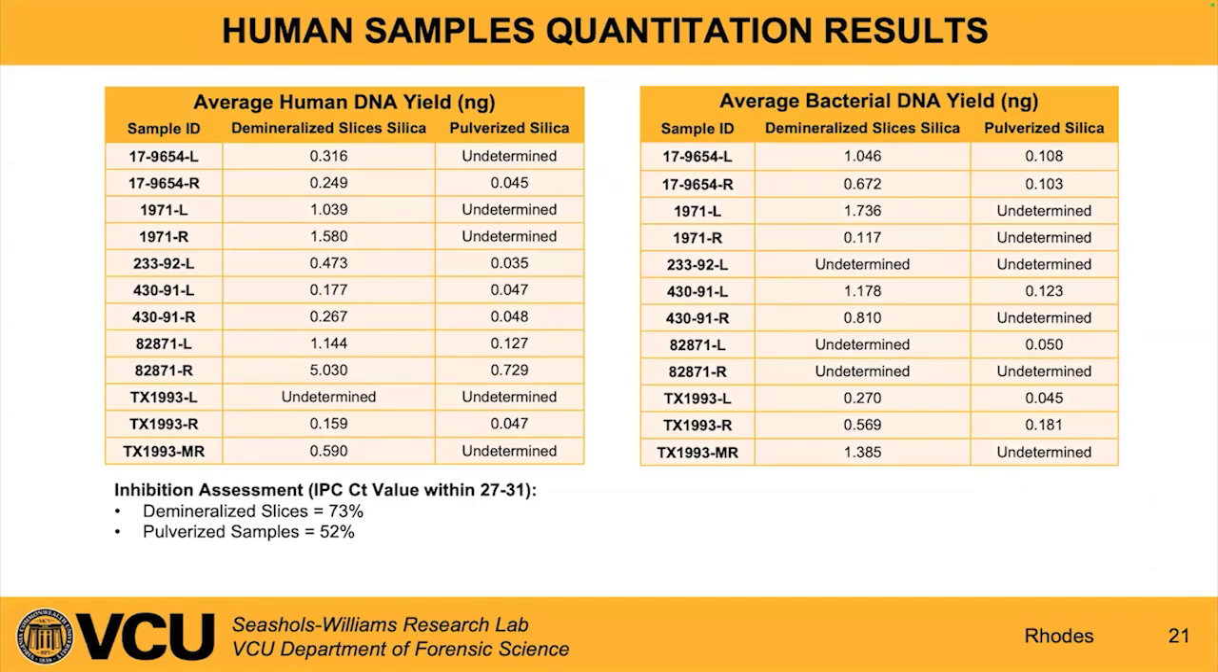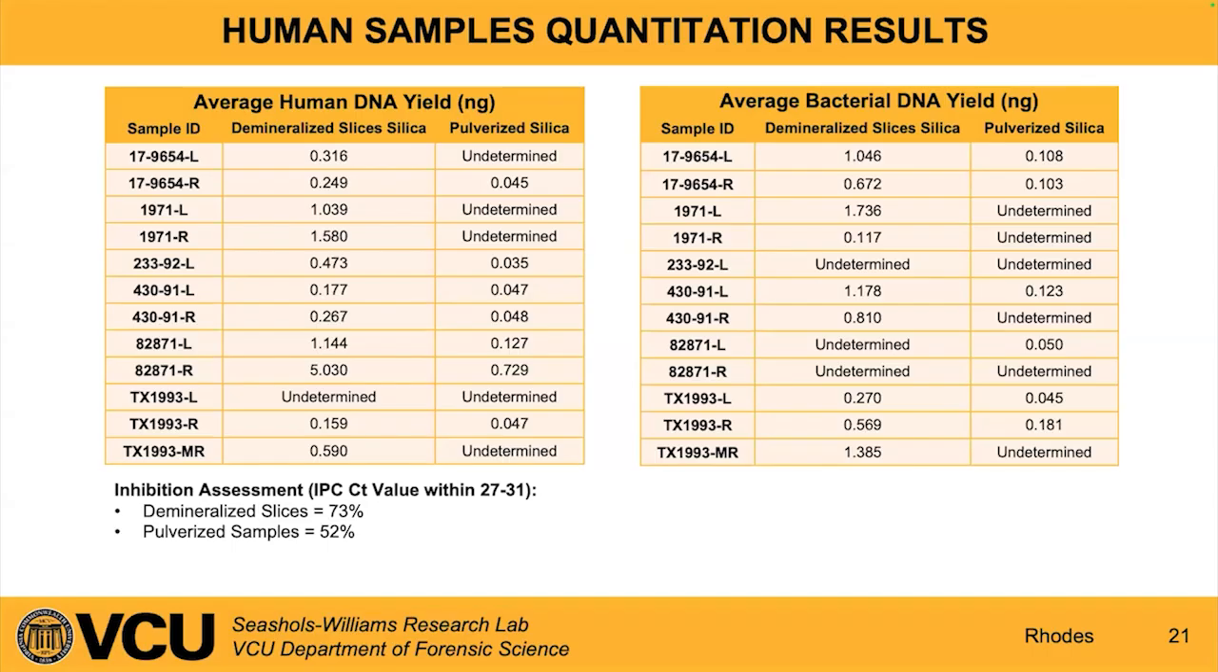So the human samples quantitation results are shown here. On the left side, we have the average human DNA yields for both of the treatment groups. We also performed an inhibition assessment utilizing the IPC CT values of our samples. For the demineralized slice sample set, 73% of the samples had passing scores for the IPC assessment, and for the pulverized samples, we had 52%.